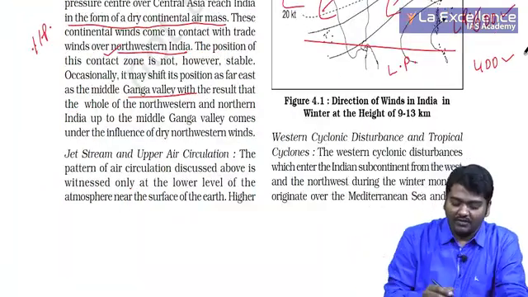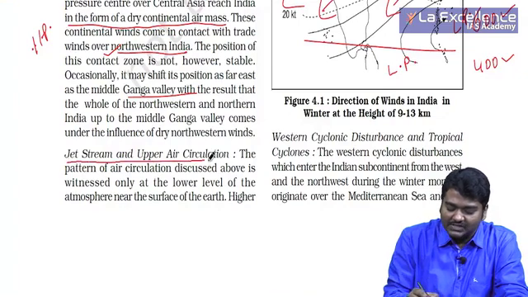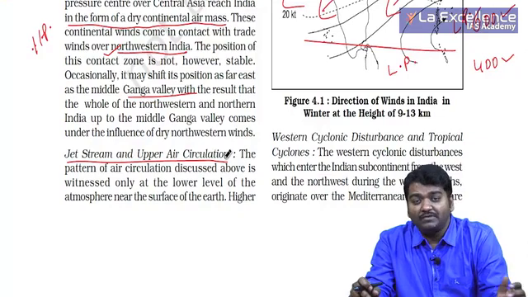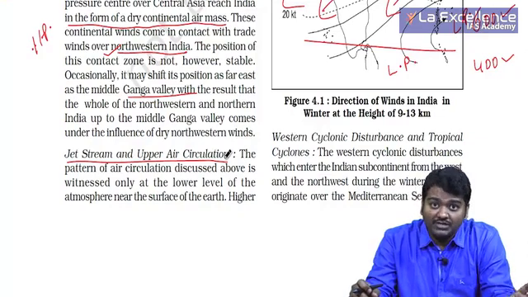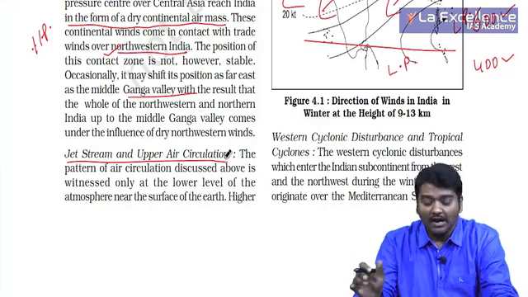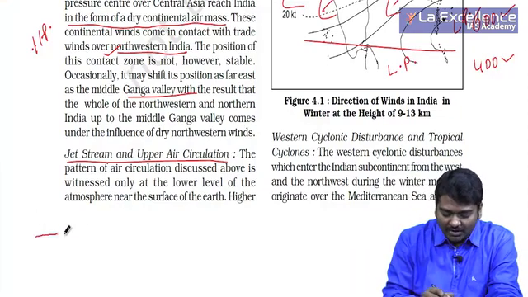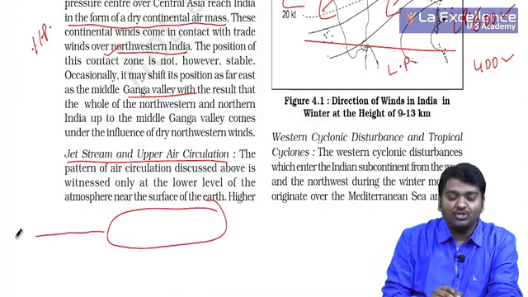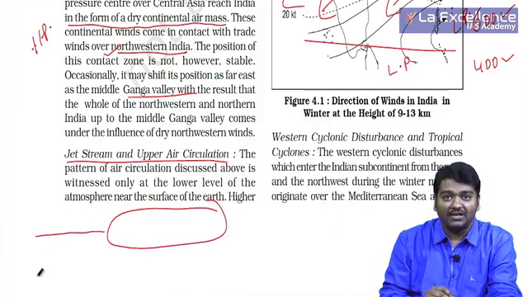Second important thing we need to observe is with respect to jet stream and upper air circulation. I have already spoken about jet streams. Whenever I am talking about jet streams, I told you that they move from west to east, correct? So whenever the jet stream is flowing, you have the Tibetan air mass. Usually the jet stream comes and hits Tibet.